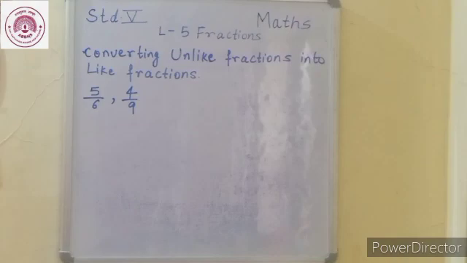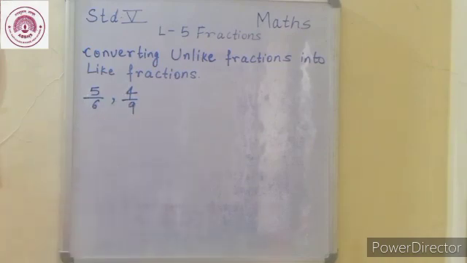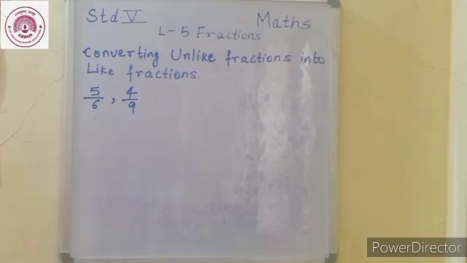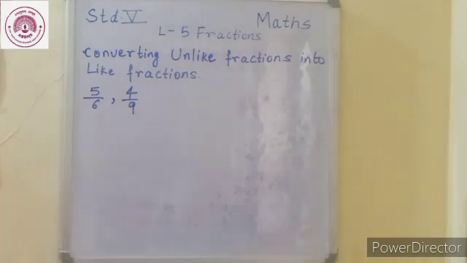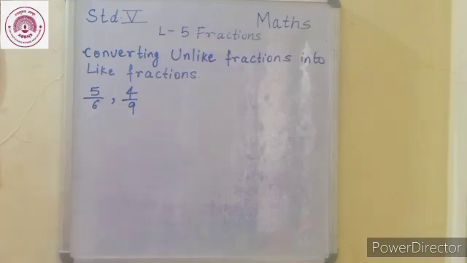Converting unlike fractions into like fractions. If we are given these two fractions 5 by 6 and 4 by 9, we can see the denominators are different, so these fractions are unlike fractions. To convert these fractions into like fractions, we have to make the denominators same. To make the denominators same, we have to find a common multiple of both these denominators, that is 6 and 9.